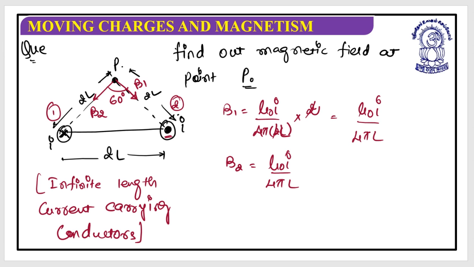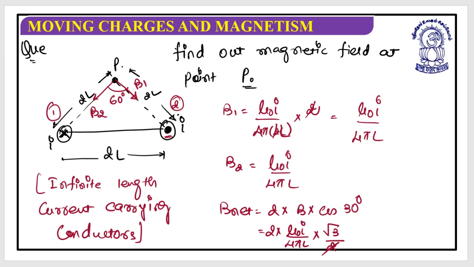This is the B net, and this angle is 60 degrees. So B net should be equal to 2 into B into cos of 60 by 2, which is 30 degrees. This is equal to 2 multiplied by mu naught I divided by 4 pi L multiplied by cos 30, that should be root 3 by 2. This 2 has gone, and that should be equal to root 3 mu naught I by 4 pi L. Yes, this is the direction of B net.